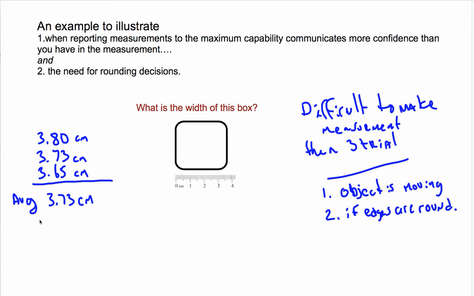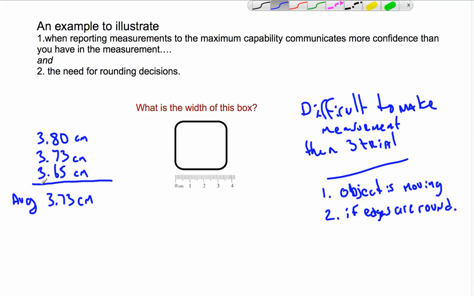Okay, so we took a look at measuring the width of this box. We determined that the average width that we measure is 3.73. Now, let's take a look at these measurements. You'll notice that we have a fair bit of variability in our measurements. In other words, if we're recording down to the hundredth place, which is the maximum capability, we're really suggesting a lot more confidence on our measurement than we have.